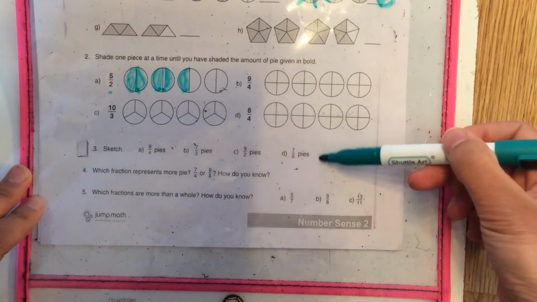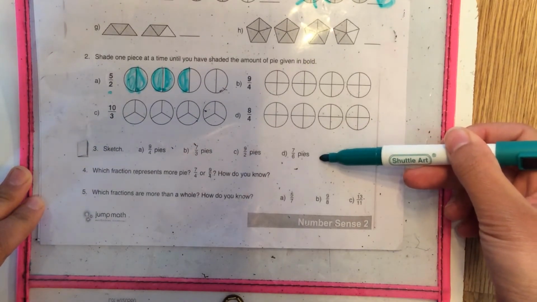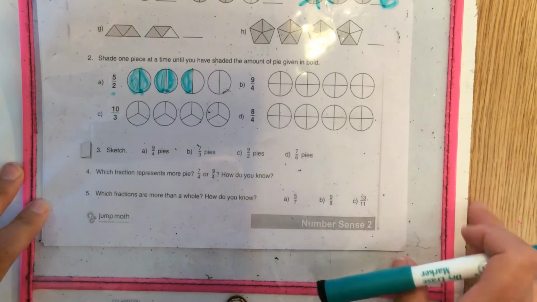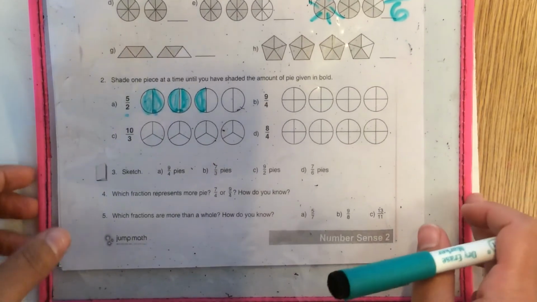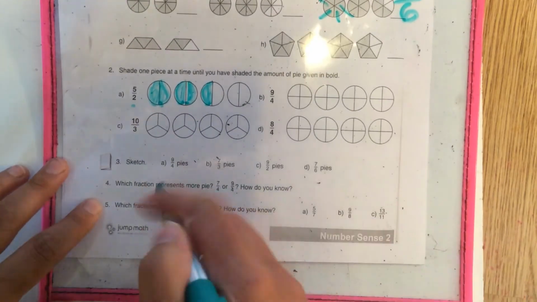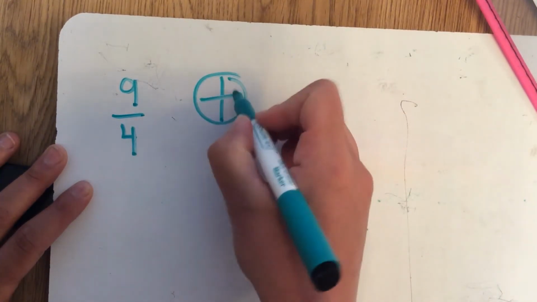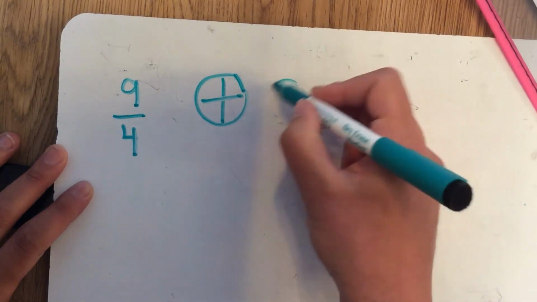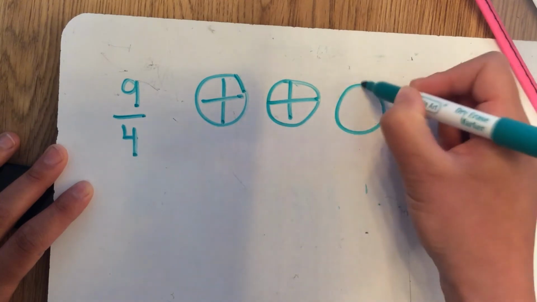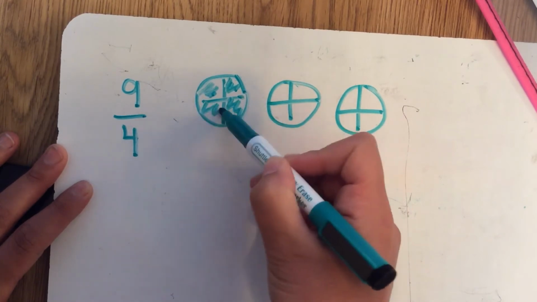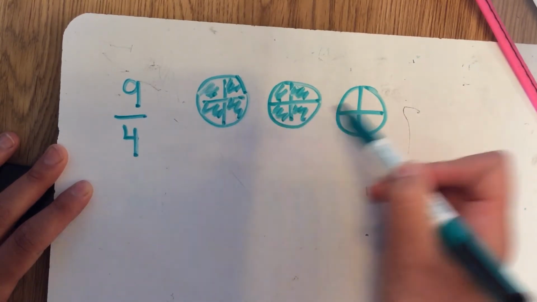Now, for number 3, I find circles really difficult to draw. So if you're having trouble drawing circles with equal pieces, you can draw them as rectangles if you want. So let's, for example, take a look at 9/4. If I was to draw 9/4, you could draw it like this. So that's 1, 2, 3, 4. See how all my wholes are split into 4 pieces? And then go 1, 2, 3, 4, 5, 6, 7, 8, 9.